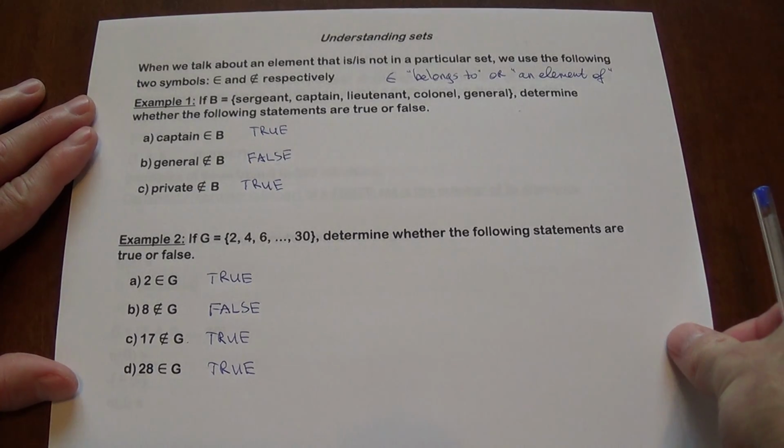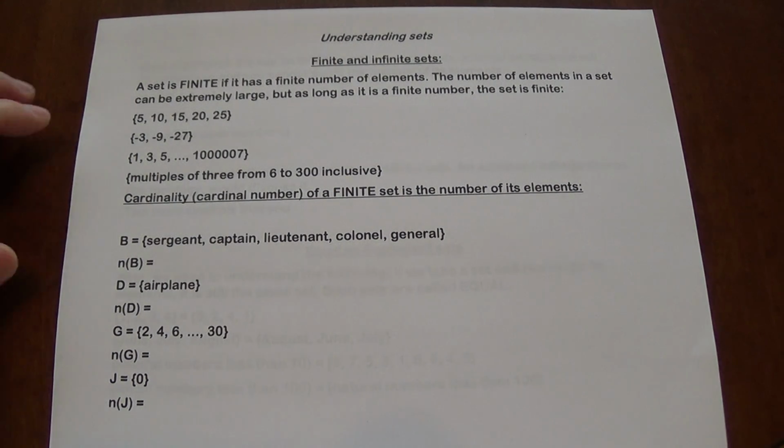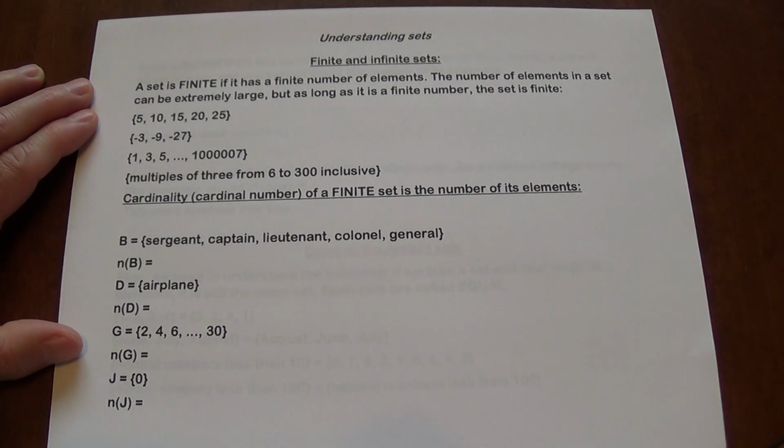Alright. Let's talk about finite and infinite sets. A set is called finite if it has a finite number of elements. Basically you can count them. It can be very large. You can have 1 trillion elements in the set, but it's just going to have to be finite.